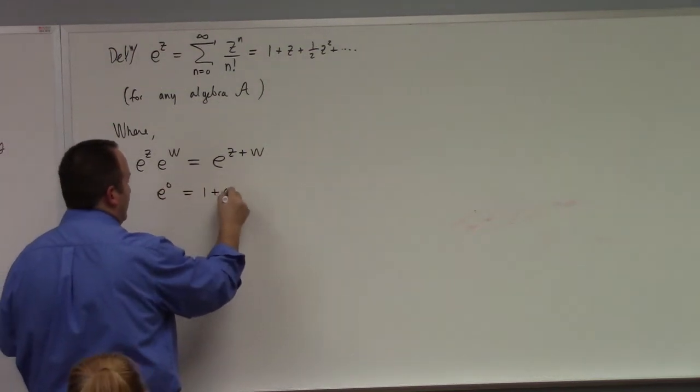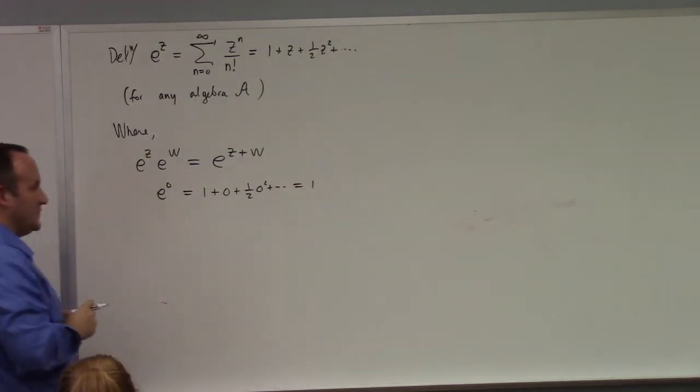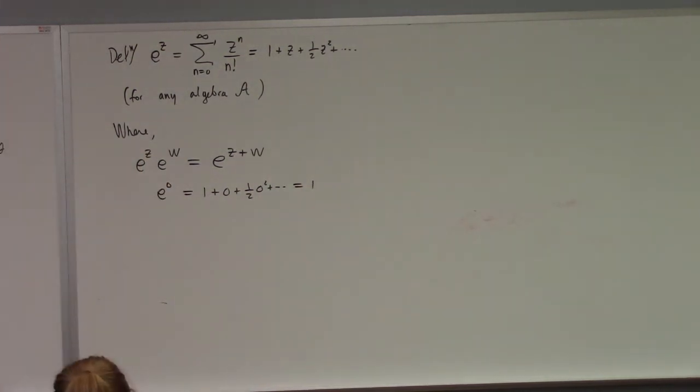It's 1 plus 0 plus 1/2 0 squared. I mean, it's 1, right? E to the 0 is 1, where 1 is the multiplicative identity of the algebra. All right? So what can you tell me about the exponential?